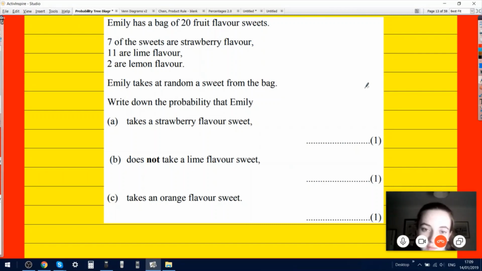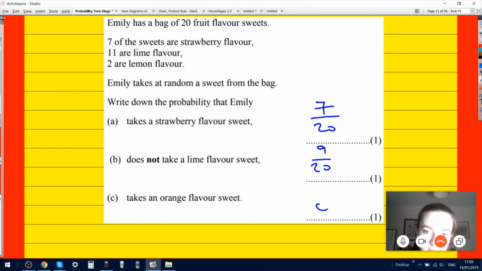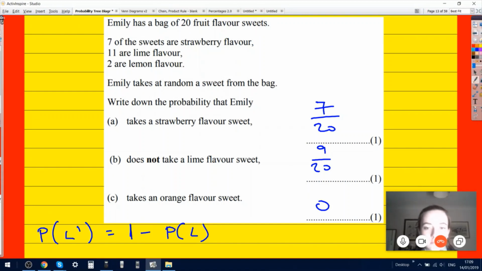Seven over 20. 9 over 20. And 0. Yes. And so this one here, the probability of not something, so not lime, which you do as lime dash, is 1 minus the probability of lime. So it's always, the probability of not something is always 1 minus the probability of something, because they always have to add up to 1.